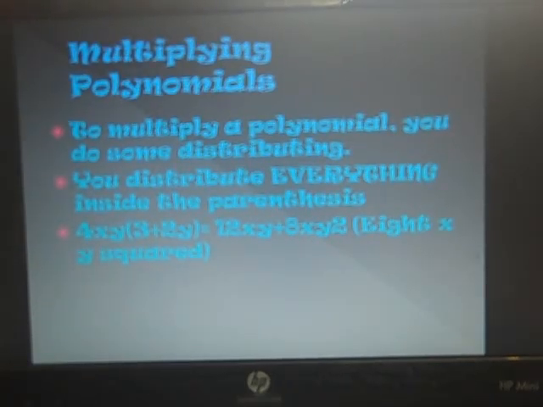Multiplying polynomials. To multiply a polynomial, you do some distributing. You distribute everything inside the parentheses. For example, 4xy times the quantity 3 plus 2y equals 12xy plus 8xy squared.